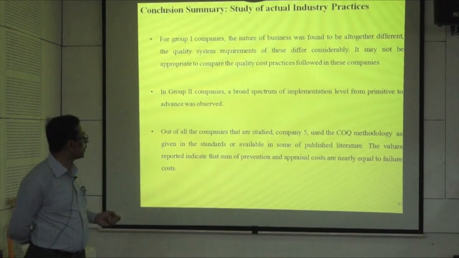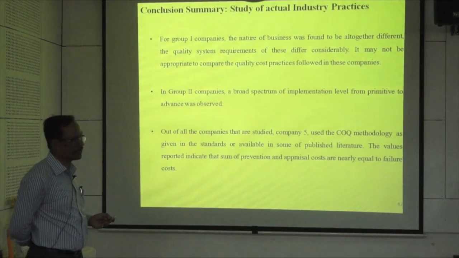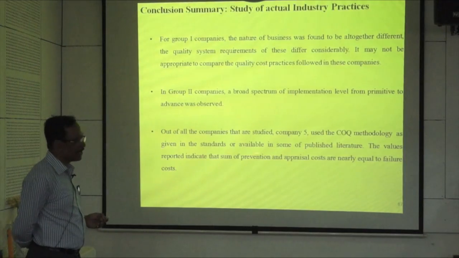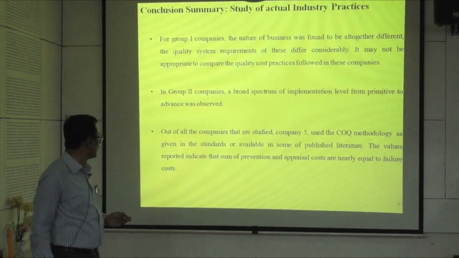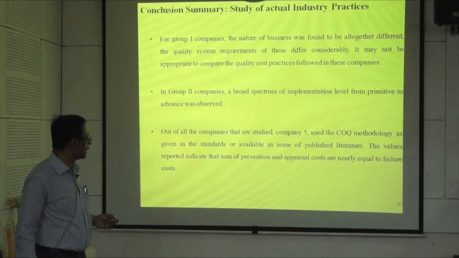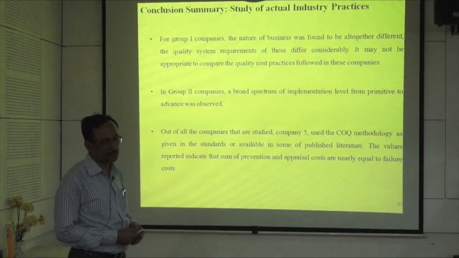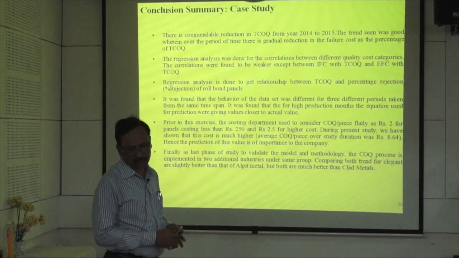Now, actual study practices. The conclusion is that out of all the companies studied, company 5, that is Durowall, used the cost of quality methodology as given in the standards or available in some of the published literature. The values reported indicate that some of the prevention and appraisal costs are nearly equal to the failure cost, and that indicates its proper working.